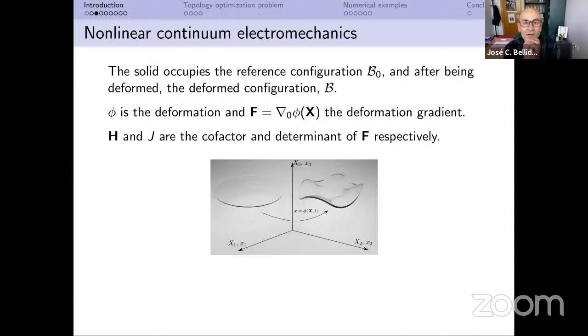So going into the modeling, starting with nonlinear mechanics, we always have a reference configuration, typically called B0, and a deformed configuration, which is the configuration that we obtain after applying charges. The relevant magnitude here is the deformation gradient, that here I call F. There are another two relevant magnitudes, which are the cofactor of the deformation gradient, H, and its Jacobian, J. These are highly nonlinear quantities depending on the deformation gradient, because they involve the determinant.